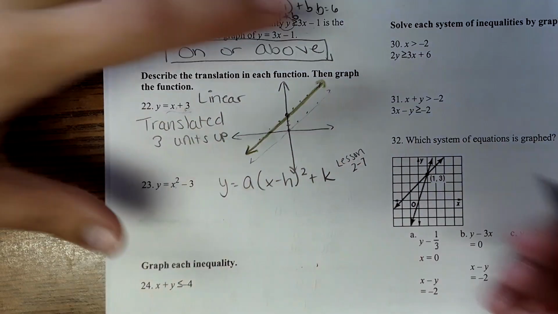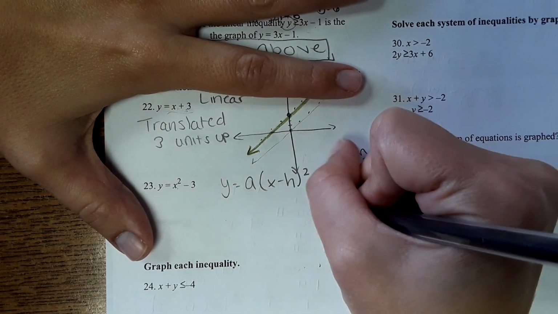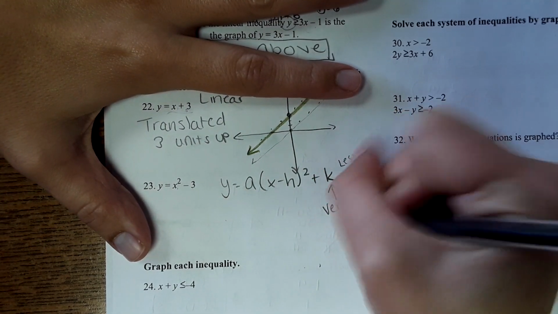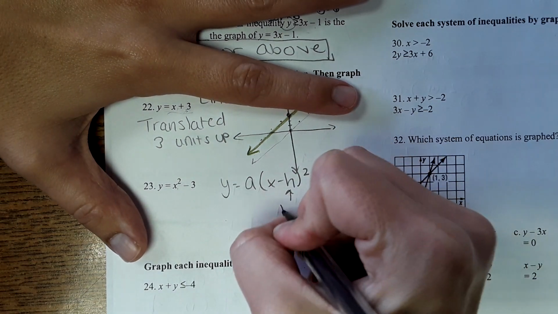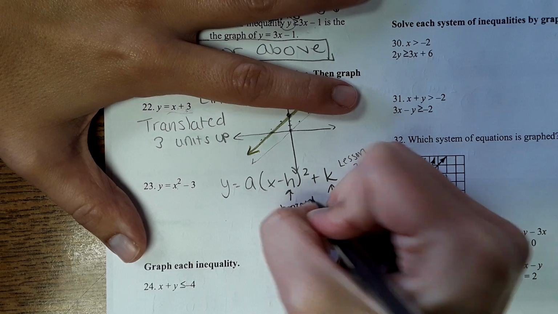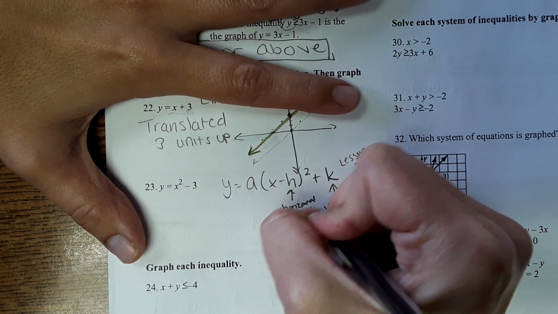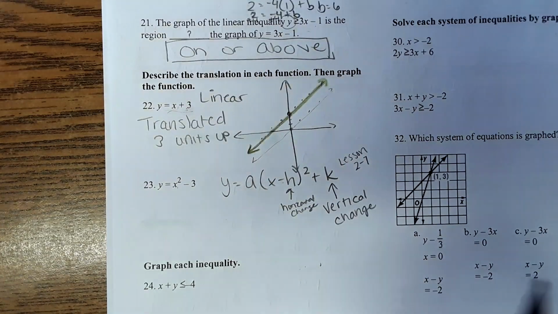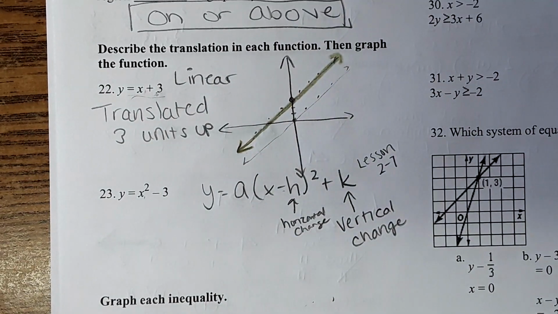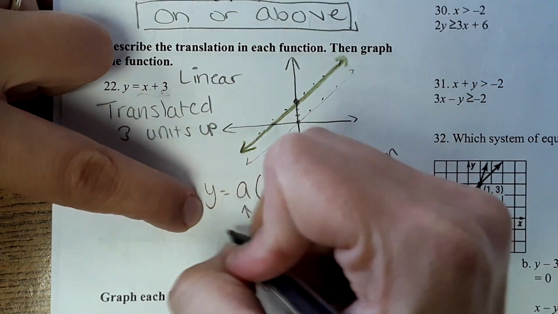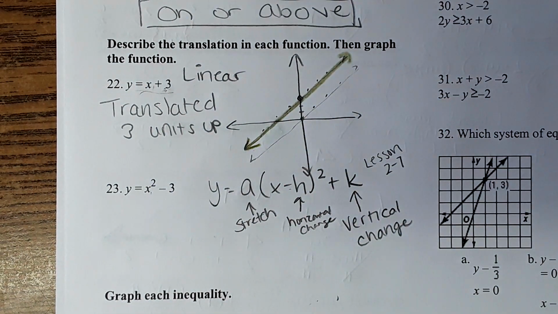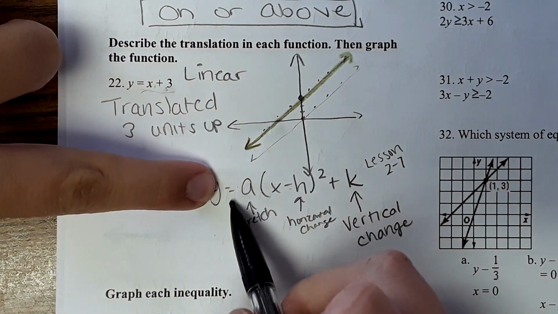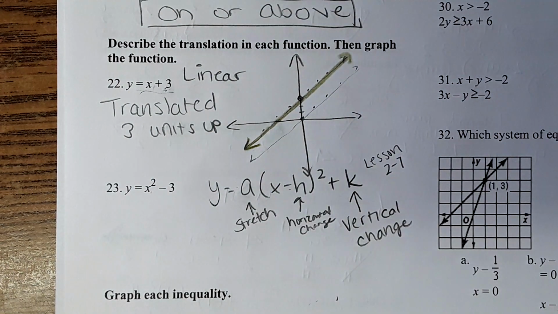Okay, so in this format, this is the vertical change, up or down. This is the horizontal change. And notice the negative symbol is part of the equation, it's not part of the h. And then this would be the stretch. And then something that comes up in another problem, if this is positive or negative, it's reflected up or down, but that comes up in another problem.